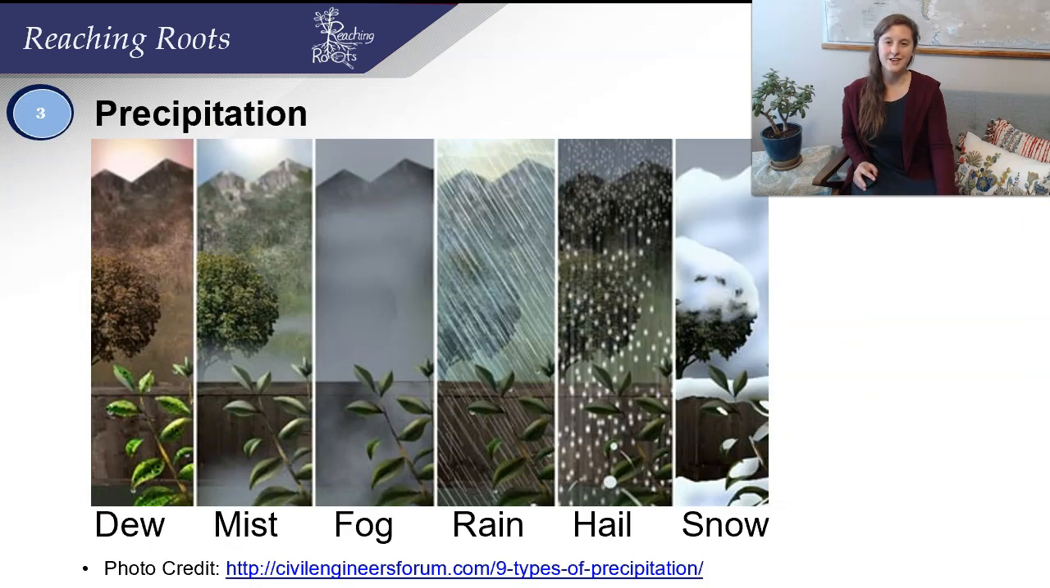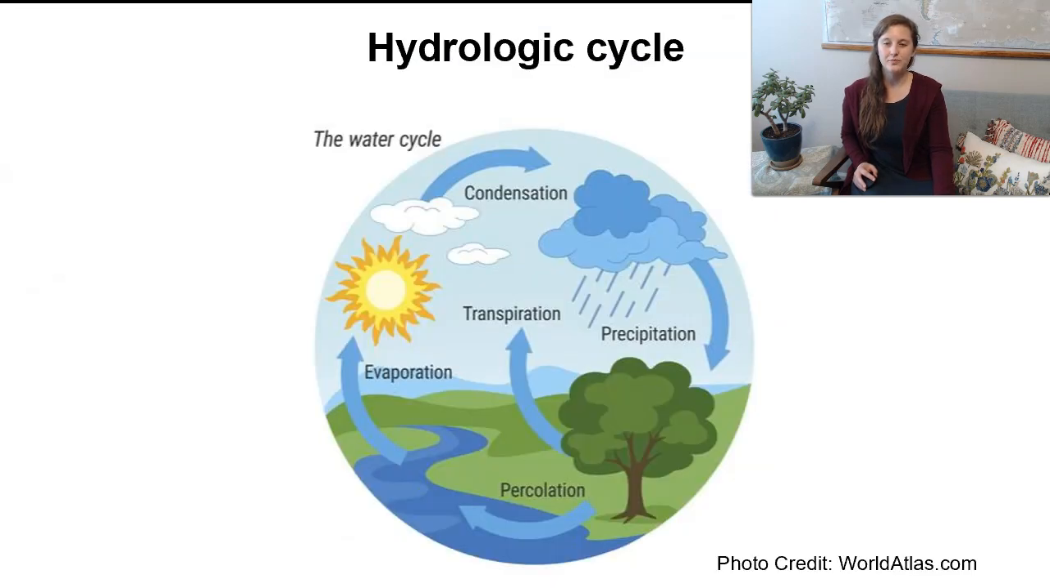Precipitation varies in different regions. I want to take the time to go over a few different precipitation terms that you might not be familiar with. Of course, we know dew, mist, fog, rain, hail, and snow. We're going to get into more about what those actually mean, although I'm sure you're quite familiar already. The water cycle really affects plants, and plants are a part of the water cycle. So these terms might be familiar to you, but we'll go over them nevertheless.